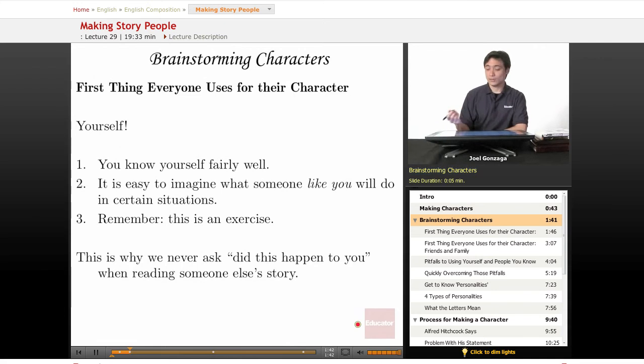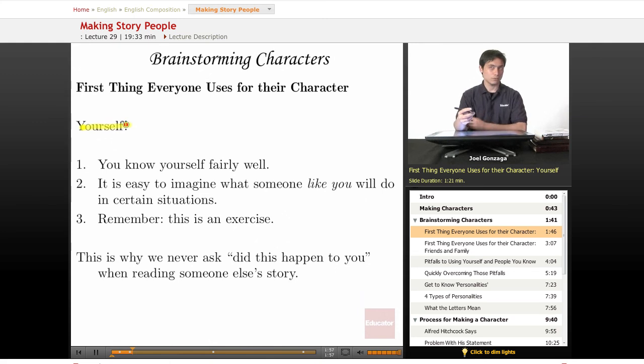So, the first thing that everybody uses when they make a character is yourself. Yourself. Everybody does. My first story was about me. The first comic I ever did was about me and my friends. My friend who wrote a NaNoWriMo told me, well, I was basically writing about myself and then I got bored. Everybody starts off here. And why?